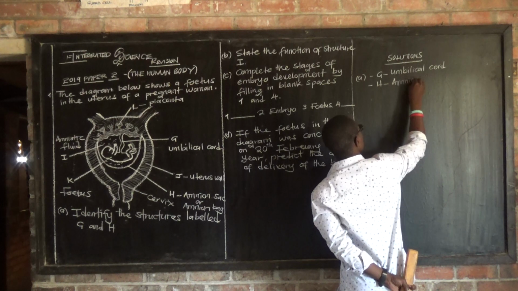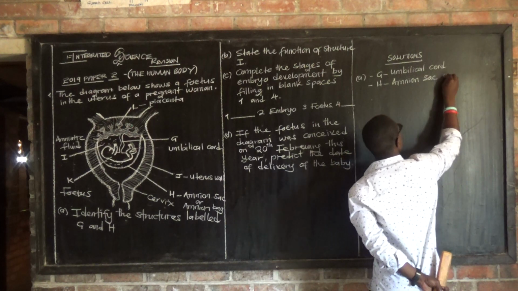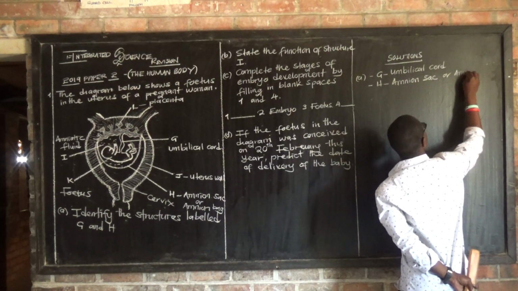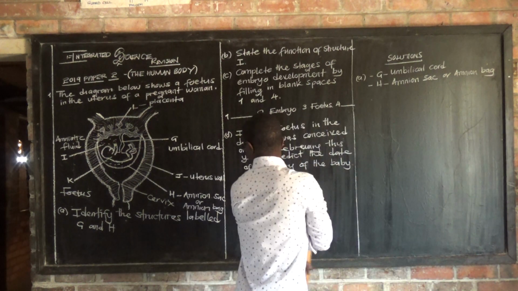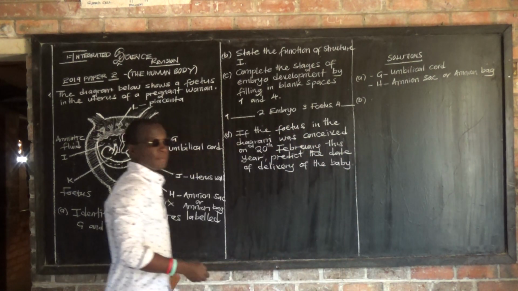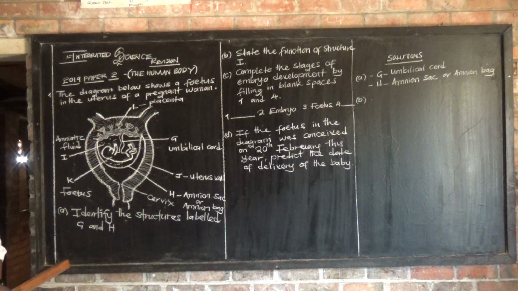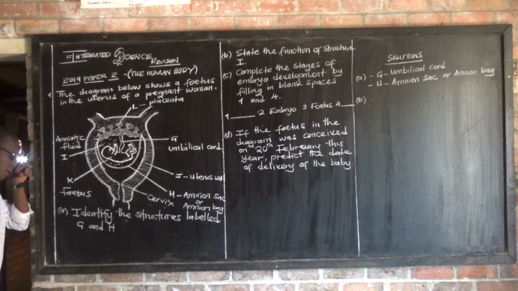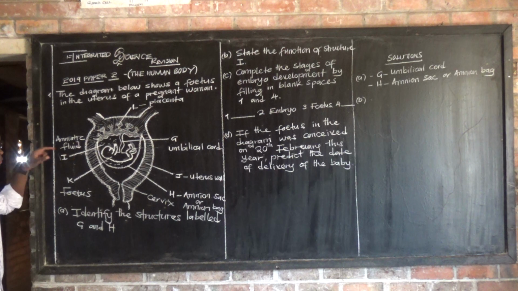Amnion sac, or you can say amnion bag. Then let's look at question B. It says, state a function of structure I. First and foremost, we need to identify structure I correctly. We know structure I is the amniotic fluid. So we need to know the function of the amniotic fluid.